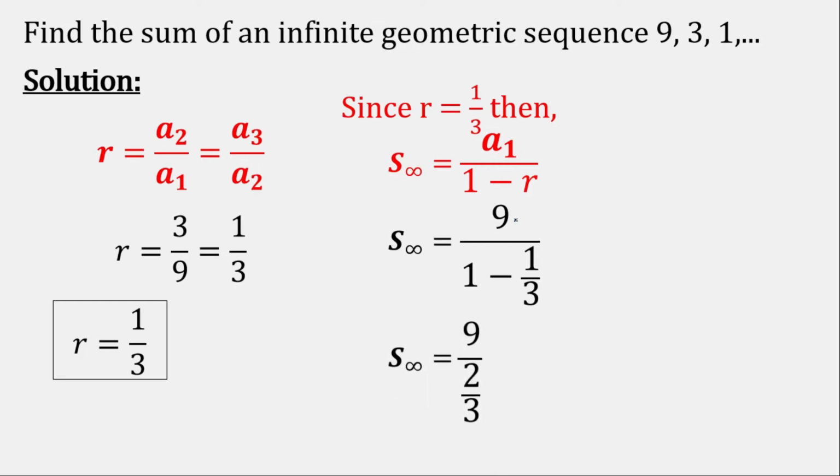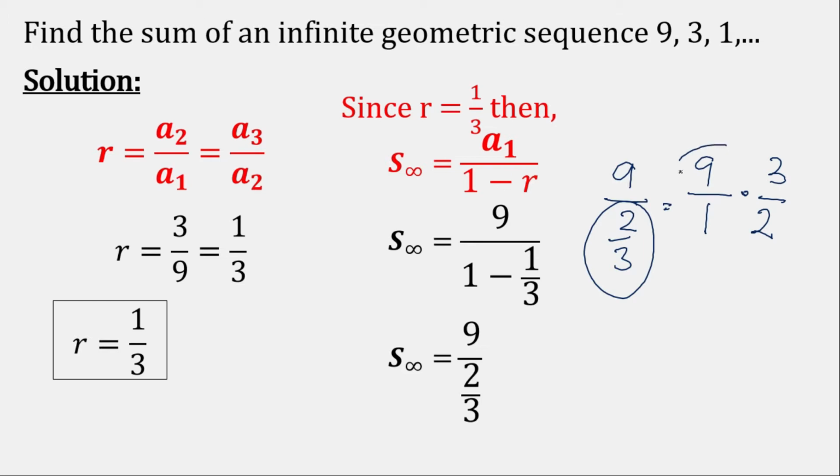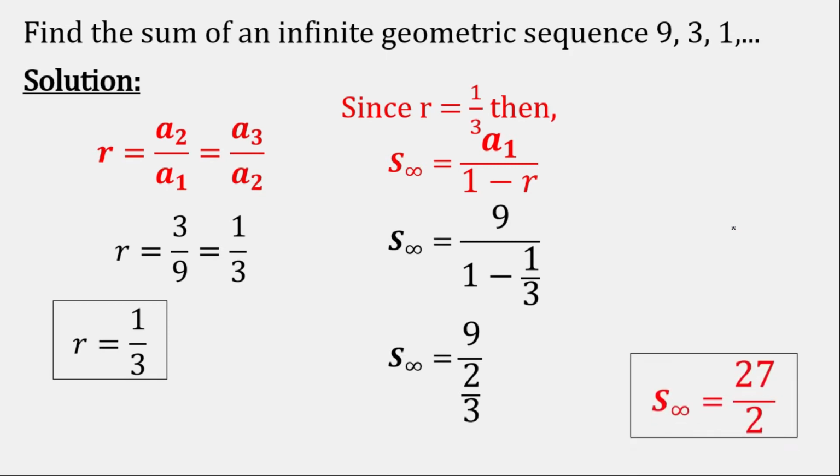To solve this, we need to consider 9 as a whole number over 1, divided by 2 over 3. Since 9 is a whole number, it has a 1 for its denominator. Then let's get the reciprocal of 2 over 3, which is 3 over 2, and multiply it to 9. Now all you have to do is multiply numerator to numerator and denominator to denominator. 9 times 3 is 27 and 1 times 2 is 2. So the sum of the infinite geometric sequence 9, 3, 1 is equal to 27 over 2.